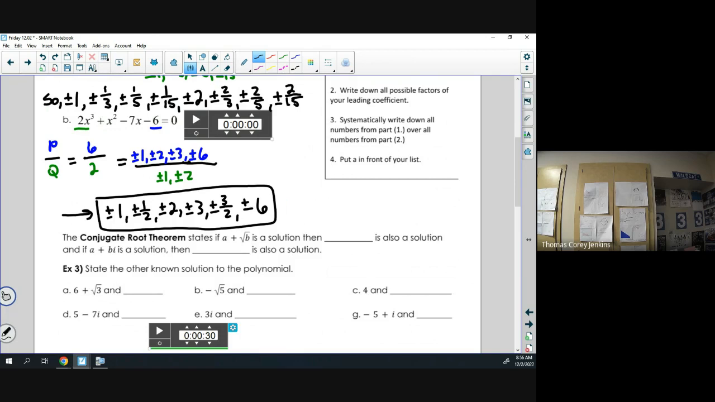Yes. 2 of them are repeats, right? So once I got to, I'm trying to find the first repeat. What is the first repeat? Oh yeah, 2 over 2. I didn't list that as 1, right? Because I already had 1. So there's a couple repeats in there, right? So this one has 12 possible rational roots.